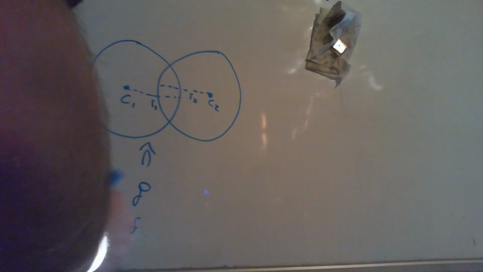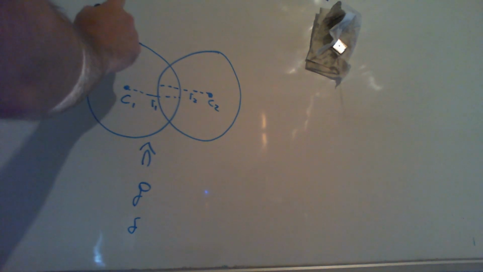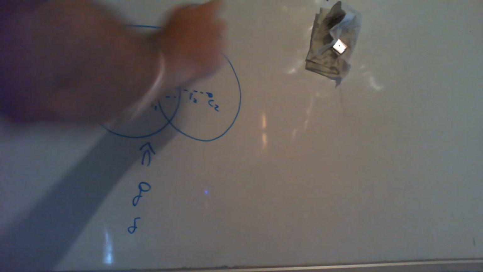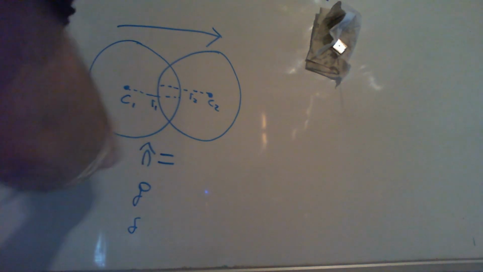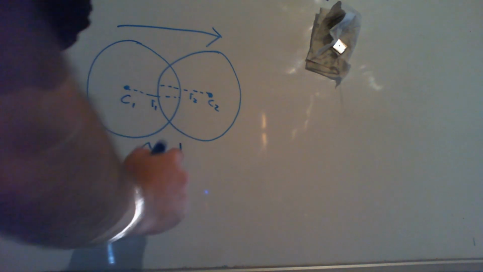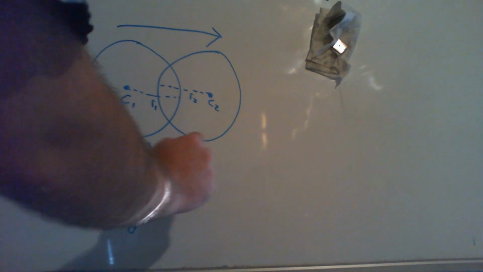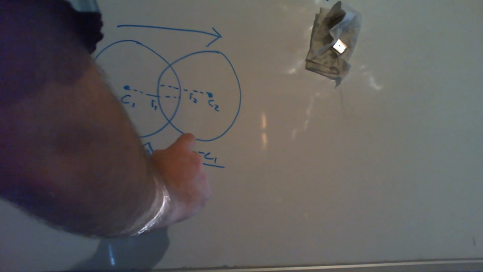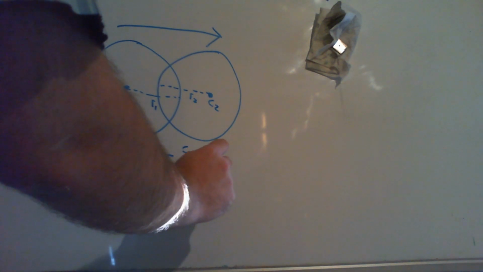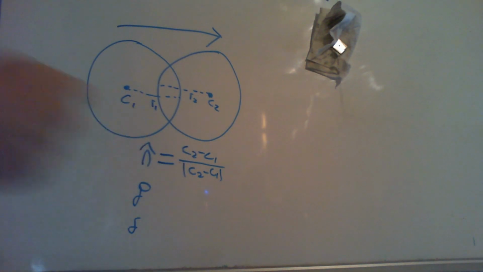Well, for the normal, we always want it to be, and this is arbitrary, but it seems that standard practice is you always want to go from body one towards body two. And so that's actually pretty simple. That would just be taking the two center points, finding the direction between the two of them. So from C1 to C2, divided by the magnitude of that vector. And that'll very simply get us the collision normal.